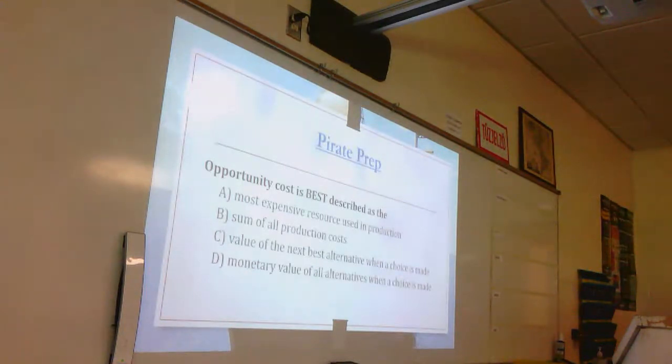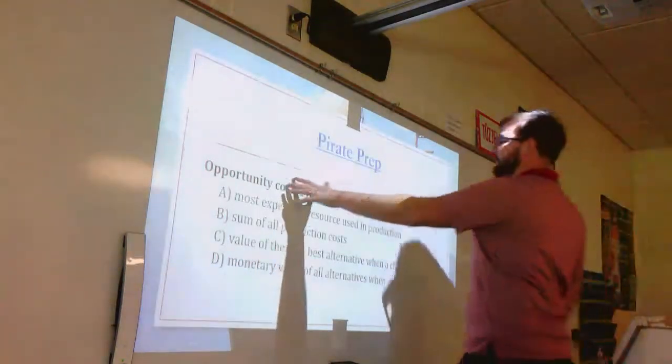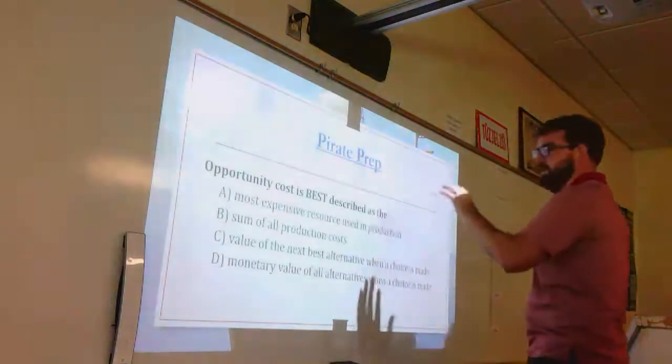What we're going to look at today is how we make rational decisions, how we weigh out pros, cons, costs, what we gain. But first, as always, let's recap over what we looked at before. So, if opportunity cost is best described as the blank.